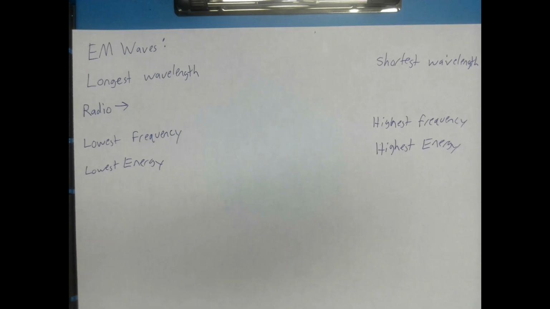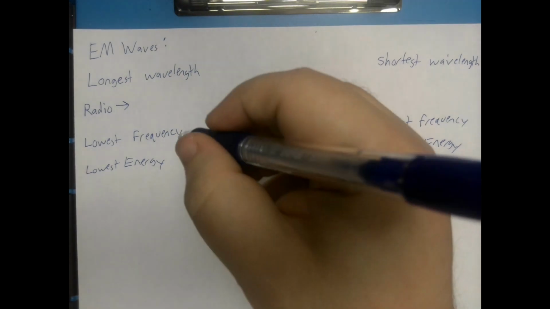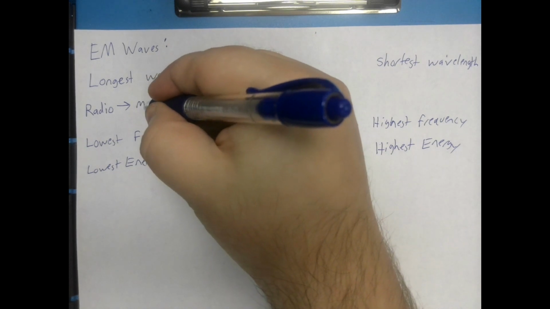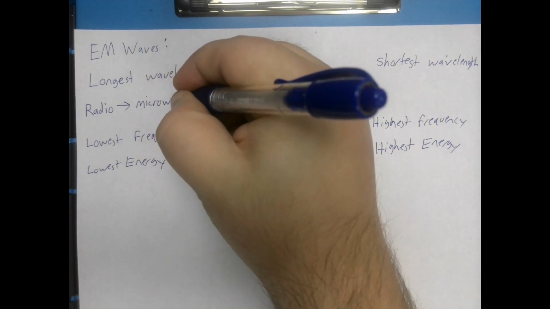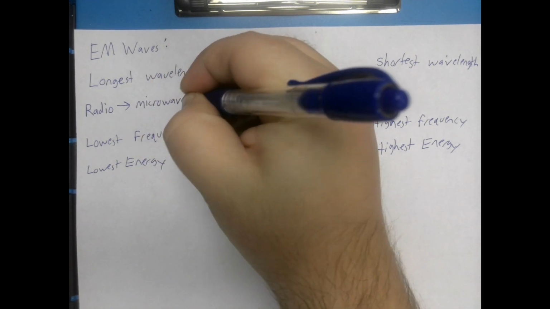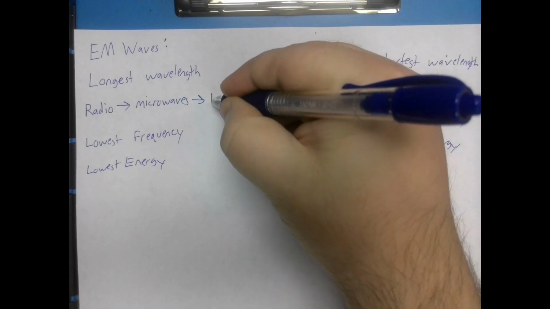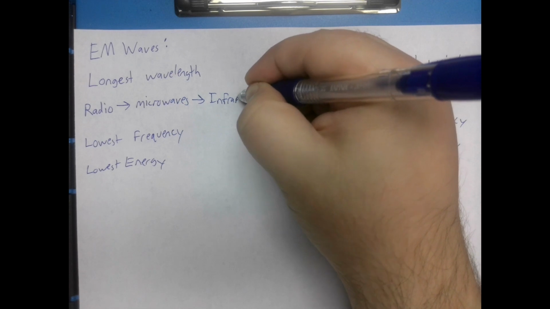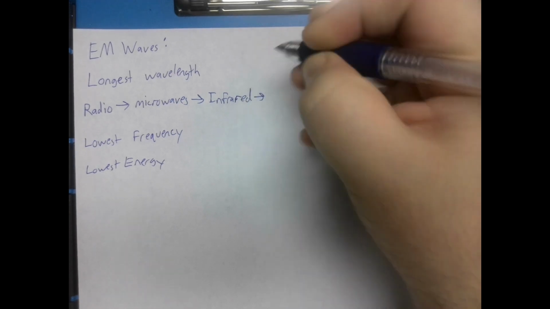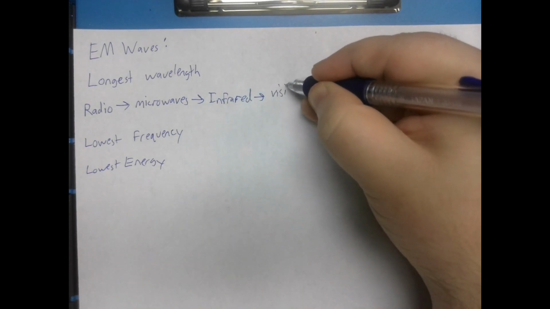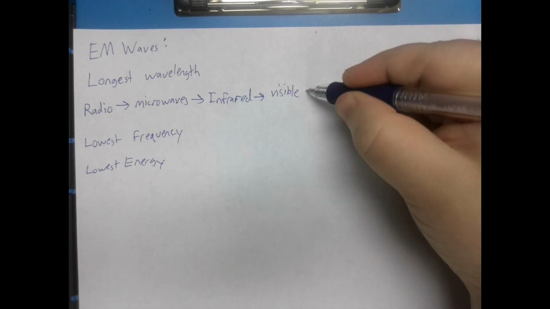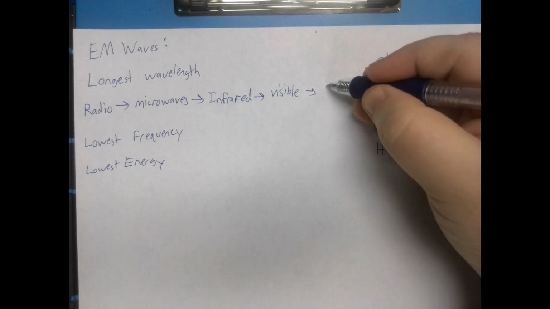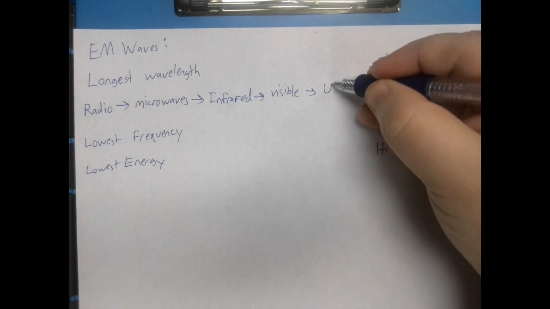What comes next? And we have microwave. Then we'll have infrared. After infrared, we have the visible light. After visible comes what? Ultraviolet.